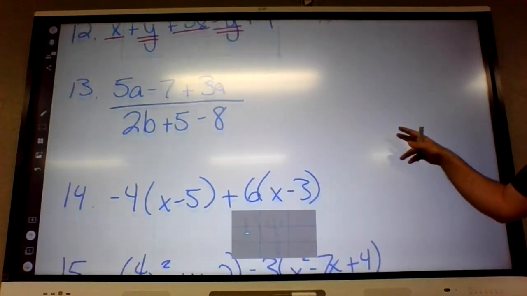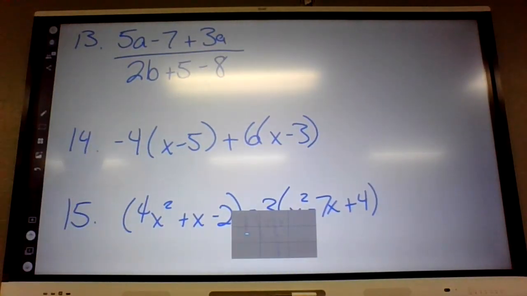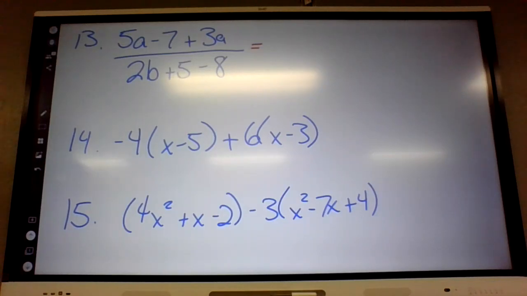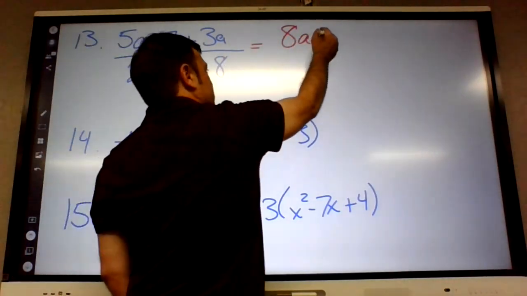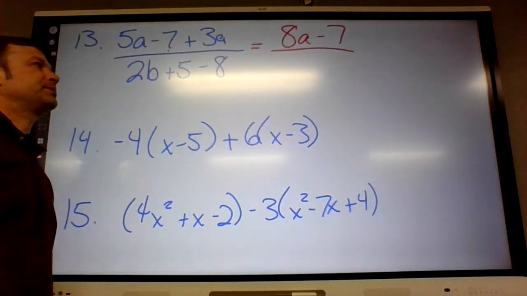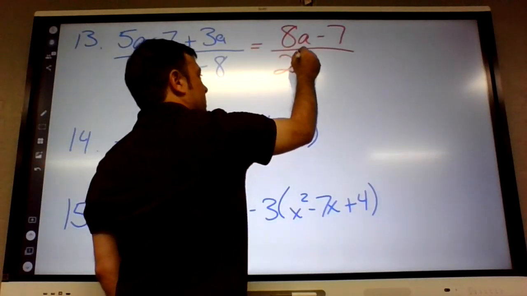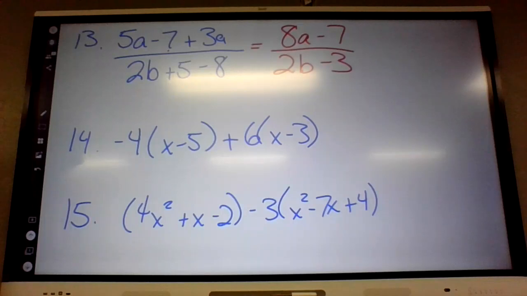He did 12. Alright. Hallie, what can we do on 13? Yep. And minus 7 is just still there. And how about the bottom? 5 minus 8. Right. Which is negative 3. So 2b minus 3. Anything else? No. Nothing you can do there.